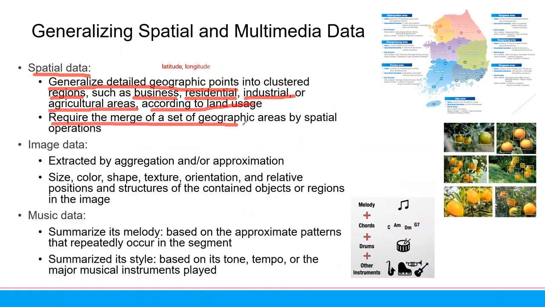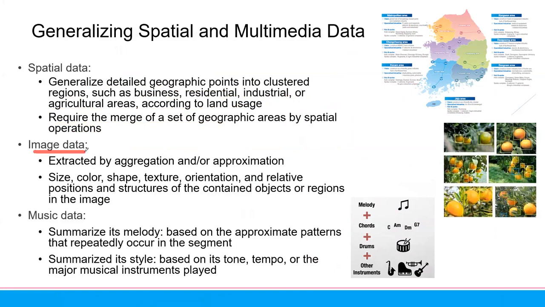This requires the merging of a set of geographical areas by spatial operation. The spatial operation means, if you have something like this, this is the area of Seoul and Gyeonggi, maybe specialized in industries for IT, electronics, machinery, etc. And this area is Jeju, which is for tourism and agriculture. So we can also turn spatial data into specific regions or areas based on the region.